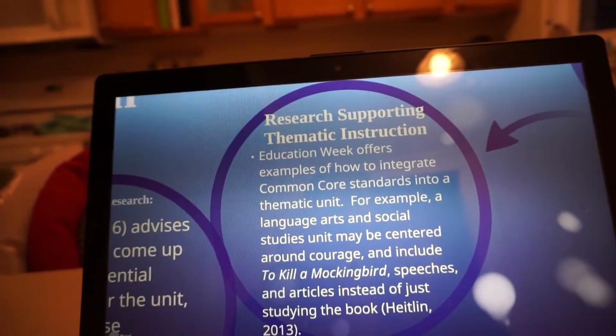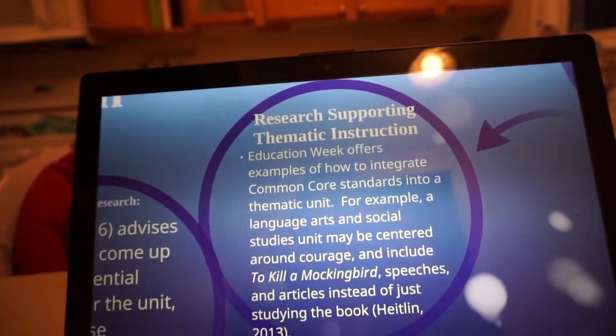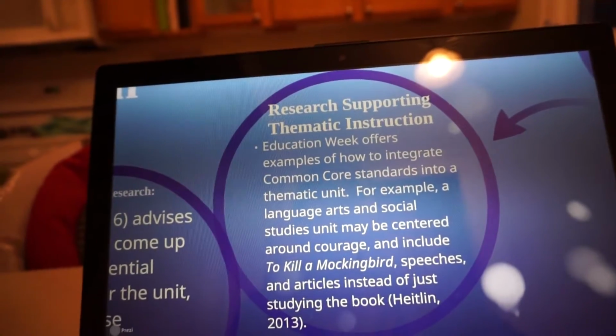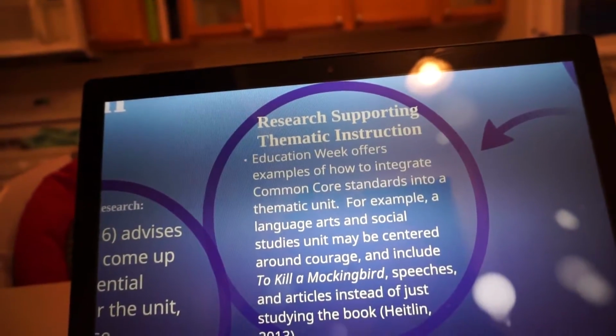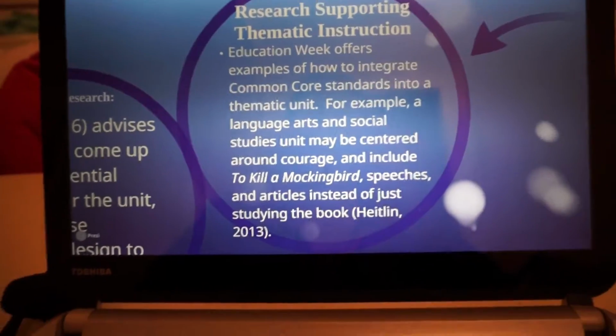And she included the book To Kill a Mockingbird, and then also some speeches from the past and articles and video clips instead of just studying the book. So those opportunities for cross-curricular connections are numerous and wonderful.